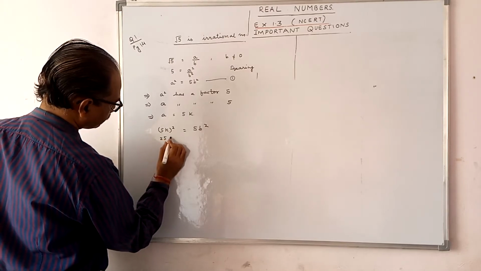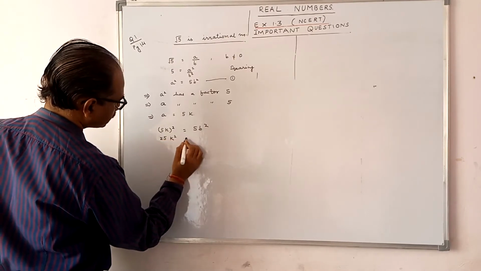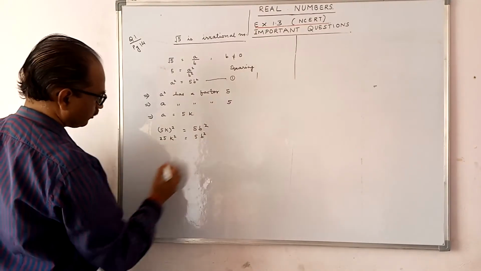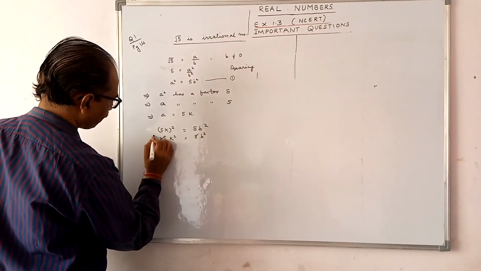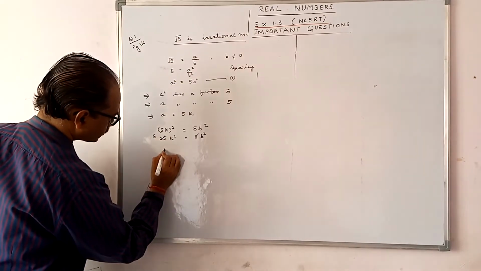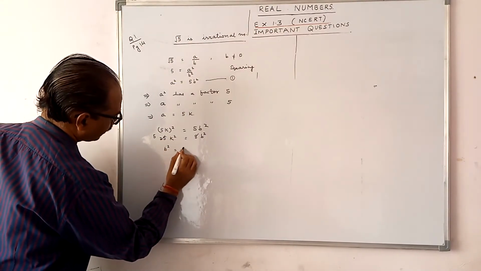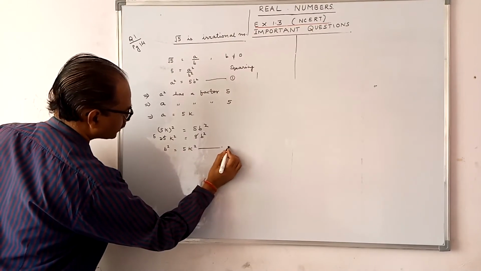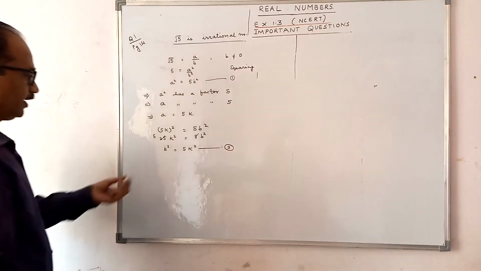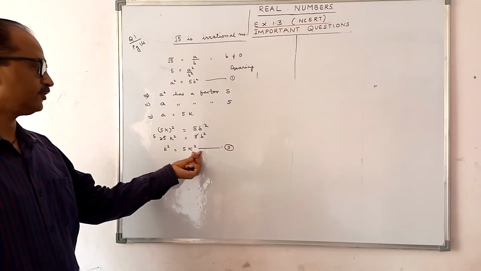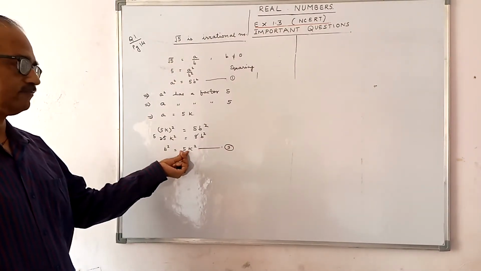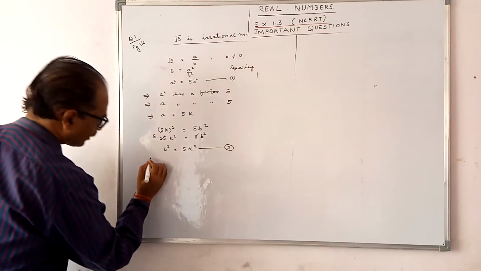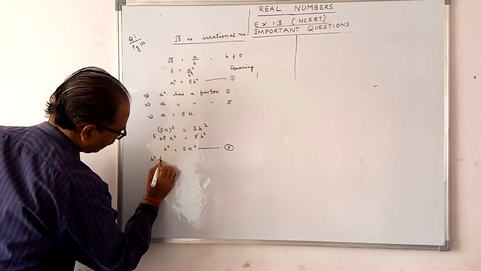25k square is equal to 5b square. Now here 5 will be cancelled. 25 divided by 5 is 5, so b square is equal to 5k square. You get another relation here, that is your second relation. Now b square is equal to 5 into k square. So b square has a factor 5. 5 is a factor of b square.